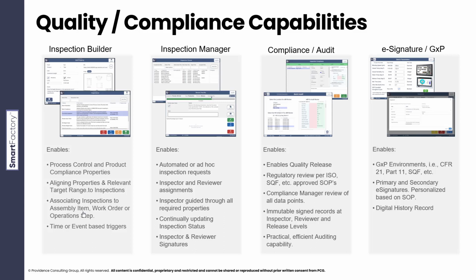Administration allows you to set up which work centers and what assembly items, when inspected, require compliance oversight and release. It sets the table for auditing based on its ability to not only generate an e-signature, but also create history records in immutable records that will allow you to meet your regulatory audit requirements. Let's go take a look.